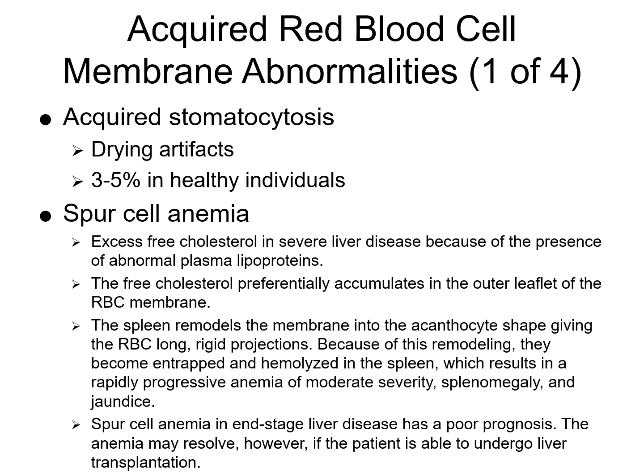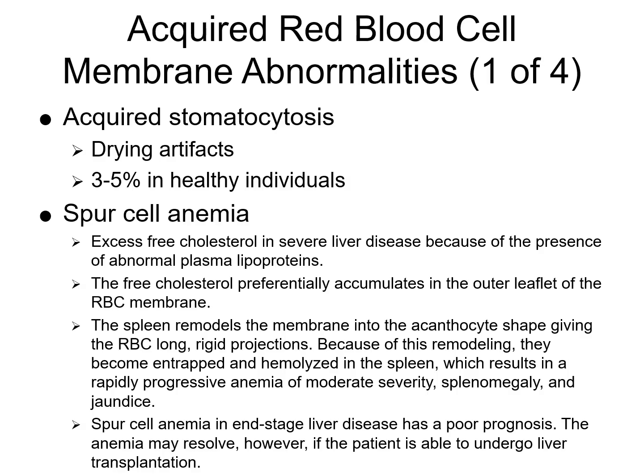This is caused by excess free cholesterol and severe liver disease. This is due to abnormal plasma lipoproteins. Free cholesterol accumulates preferentially in the outer leaflet of the red blood cell membrane. The spleen will then remodel the red blood cell membrane into acanthocytes or spur cells with long, rigid projections.